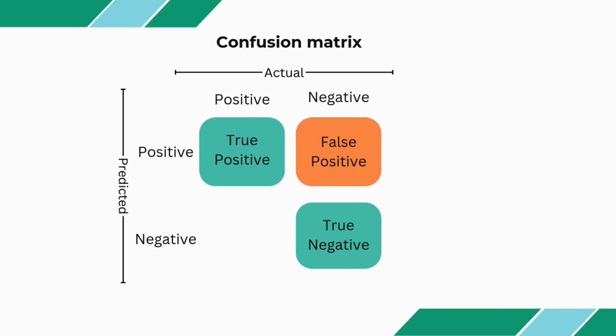Next one is false positive. Over here, you predicted the output to be positive. However, it was negative, which means your prediction was wrong. Similarly, we have false negative. Over here, you predicted something to be negative, but it turns out it was actually positive. So that's why it is called false negative. When it starts with false, it means your prediction went wrong. And what was your prediction? Whether it was positive or negative, based on that, it will be either false positive or false negative.